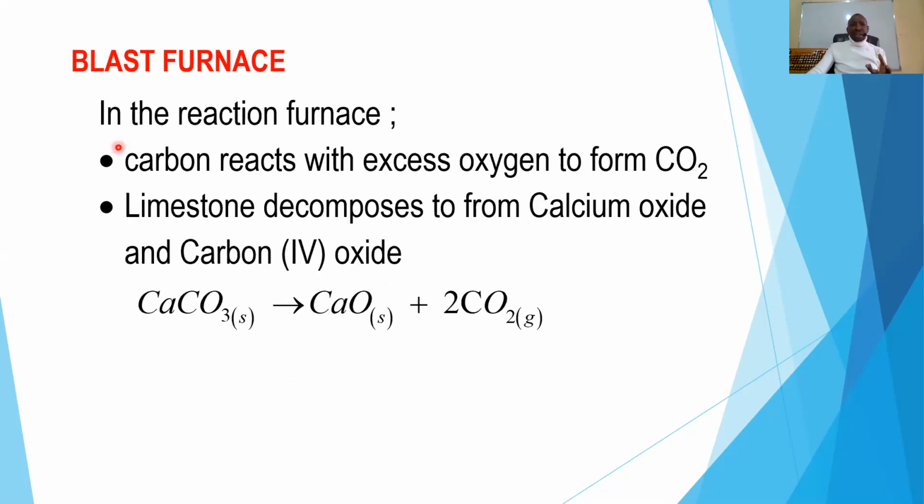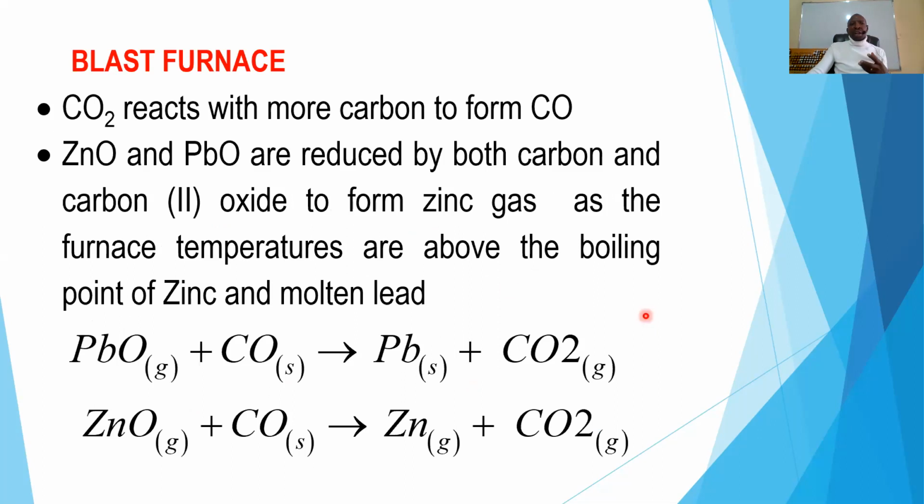In the furnace, the carbon reacts with excess oxygen to form carbon(IV) oxide. Limestone decomposes to form calcium oxide and carbon(IV) oxide. The carbon(IV) oxide reacts with more coke, rather more carbon, to form carbon(II) oxide. Carbon(II) oxide is the main reducing agent, so it will be able to reduce both lead oxide and zinc oxide to form the corresponding metals, that is both lead and zinc.